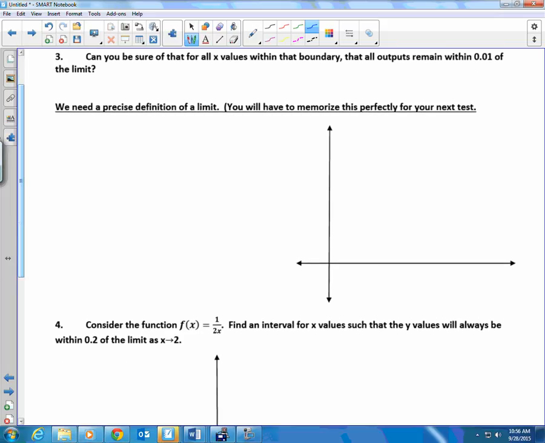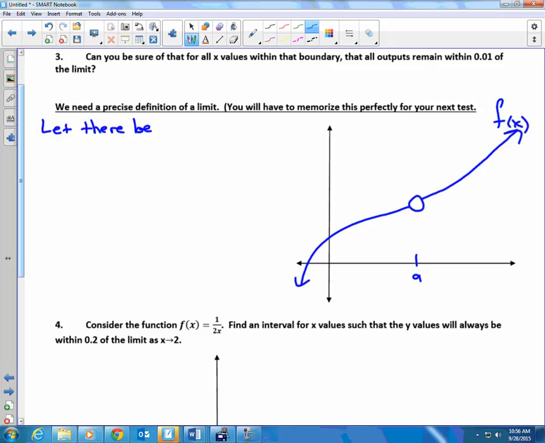So here's the precise definition of a limit. This will ensure continuity all the way through a graph. And here's how it goes. What did I just draw? Somebody tell me. I drew a function defined on an open interval, but maybe not at A. Nice job.